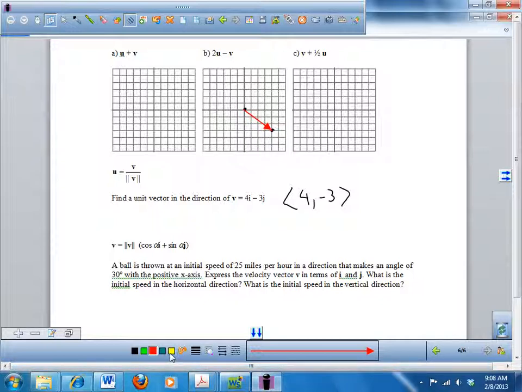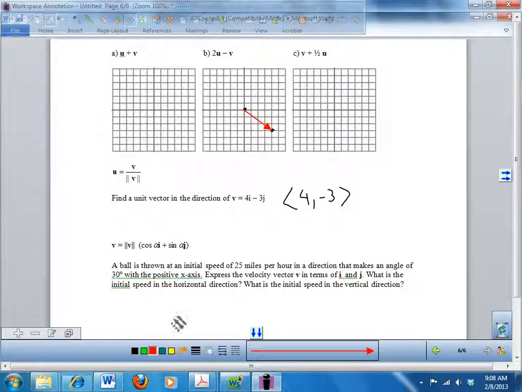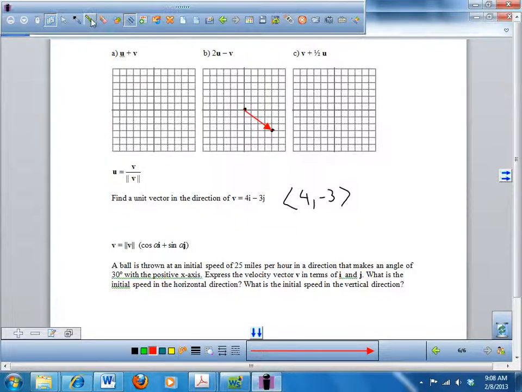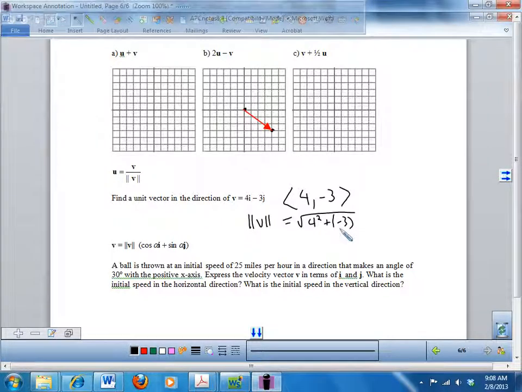And then you want to find the magnitude of that. So the magnitude of b is going to be the square root of 4 squared plus negative 3 squared, which does conveniently come out to be, anyone?